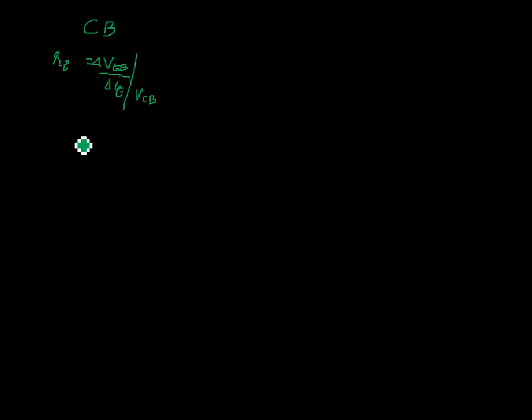And for common emitter, it is Ri is equal to delta VBE divided by delta IB. So what can you conclude from these expressions? This is in milliampere range and this is in microampere range, which means the input resistance for common base configuration is much lower than that for common emitter configuration.